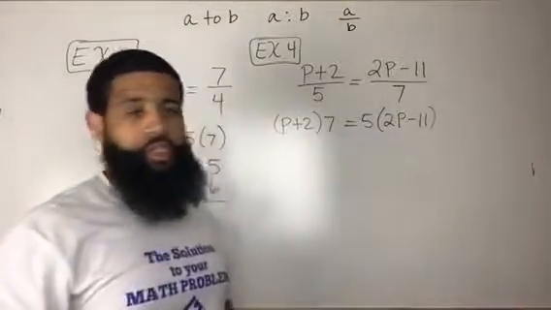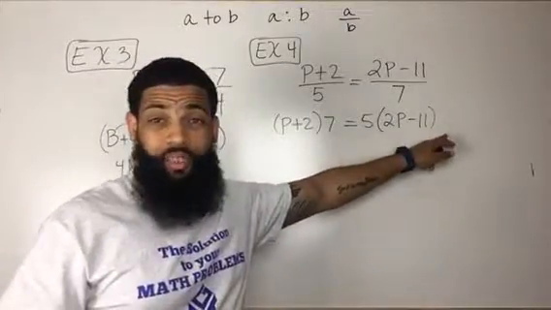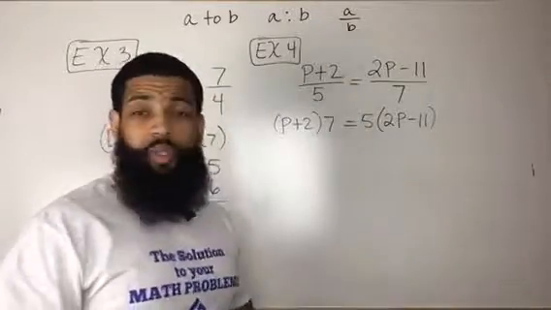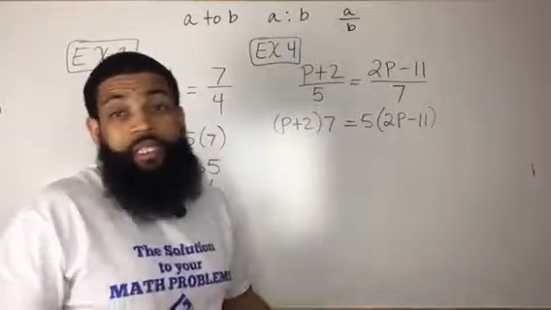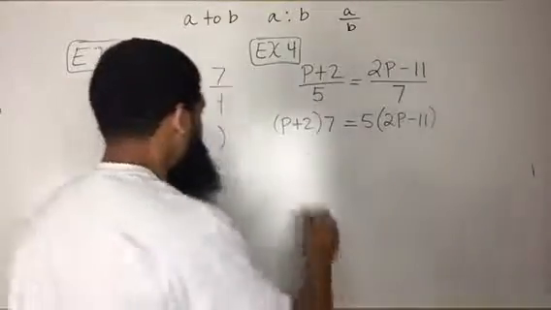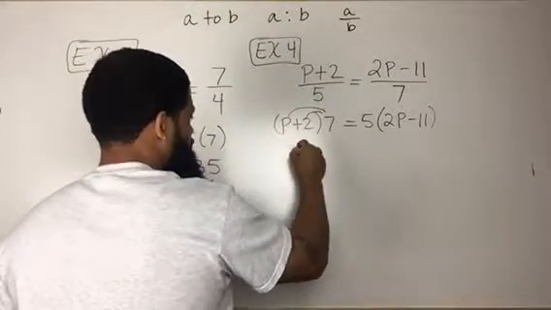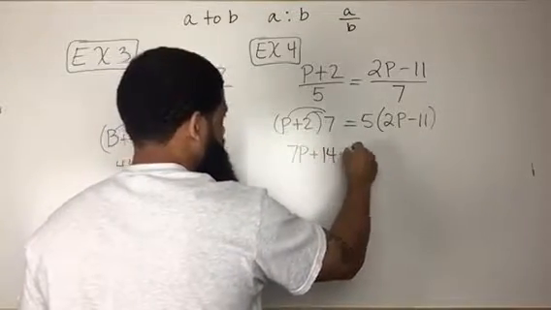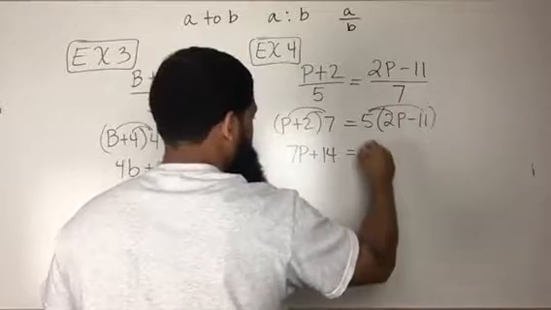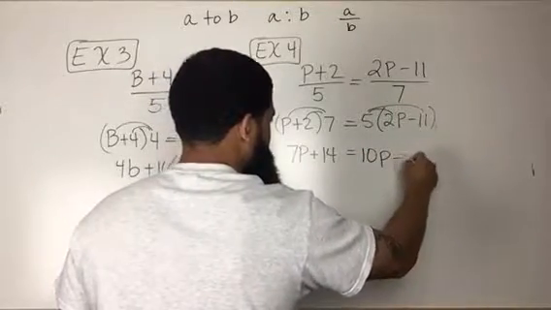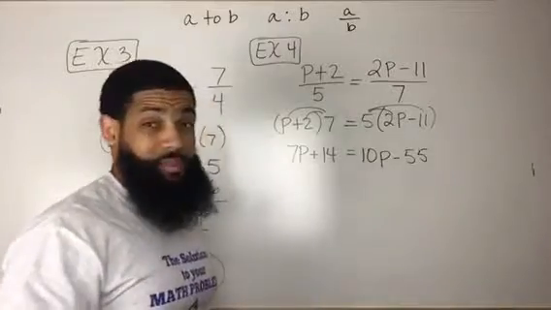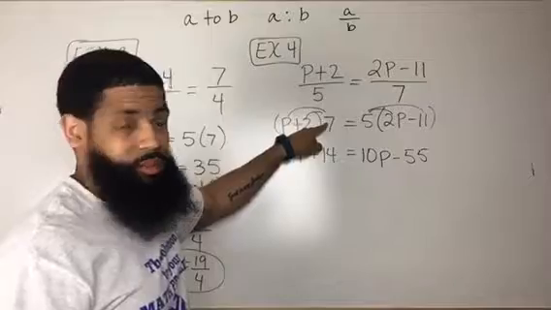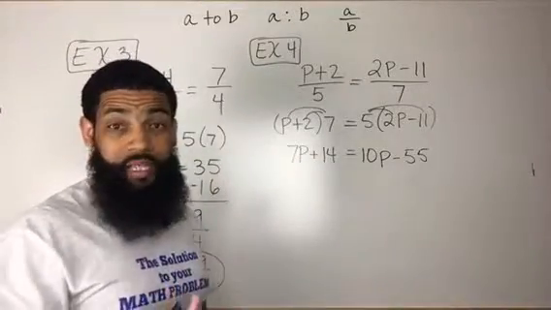Now remember, once again, you can move this 5 to the right side of the parentheses if you want, and you can move this 7 to the left side of the parentheses if you want. Most people like them on the left side, but it doesn't matter. You're still going to distribute the same way. So I get 7p, because p times 7, plus 2 times 7, which is 14. And then 5 times 2p gives me 10p, minus 5 times 11 is 55. One of the biggest mistakes people make with the distributive property is not multiplying the number on the outside by both terms inside the parentheses.